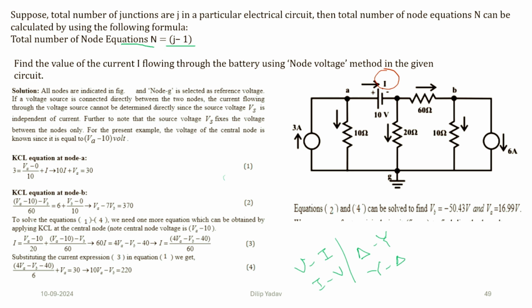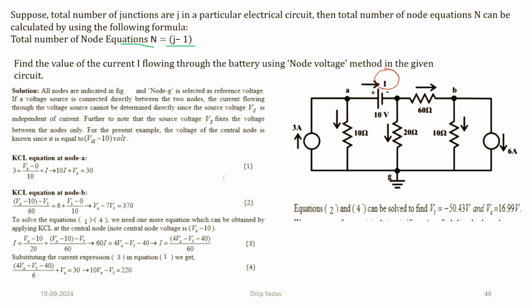So what I can do, this is the current, so I need to find the current across this terminal. If I use a source transformation, it will be 3 times 10, that means this will be the 30 volt source connected in series with the resistance of 10 ohm. It is asking me the current across this terminal. So I can use the nodal analysis also, but I can use the source transformation.